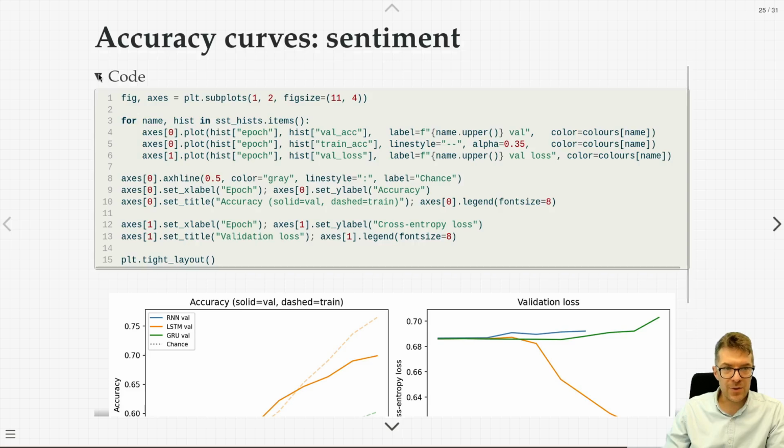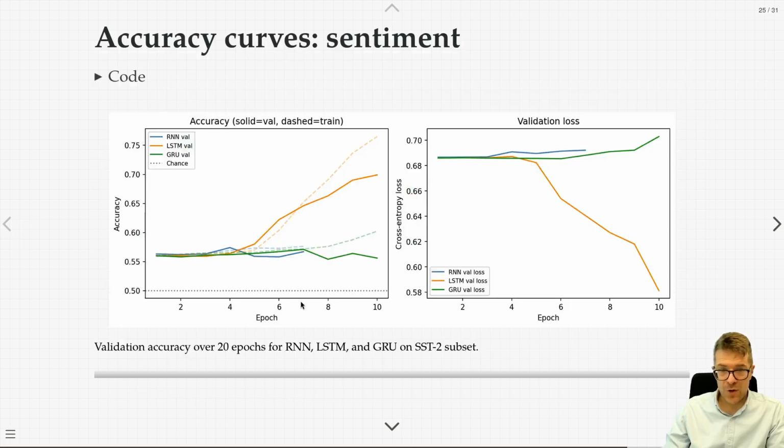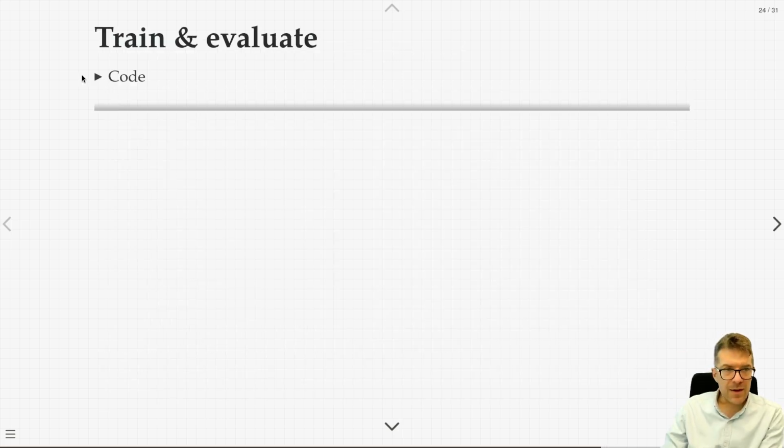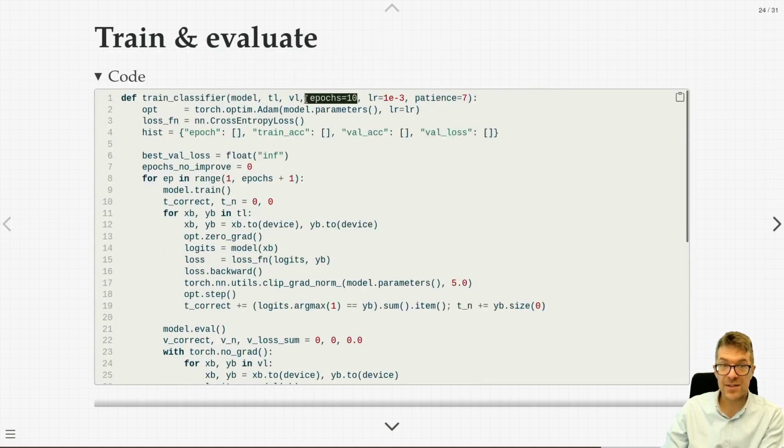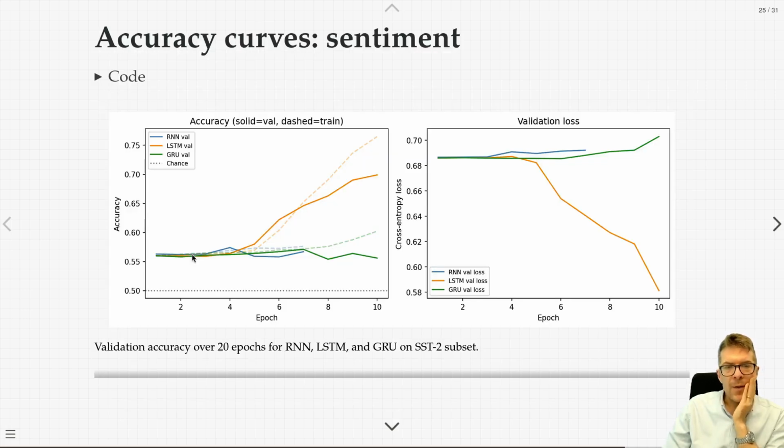And here's the results of the training over only 10 epochs. I changed this to 10 epochs just for my own sake when I was producing these slides, but you might want to go a bit longer than this. These training dynamics do change a little bit later.